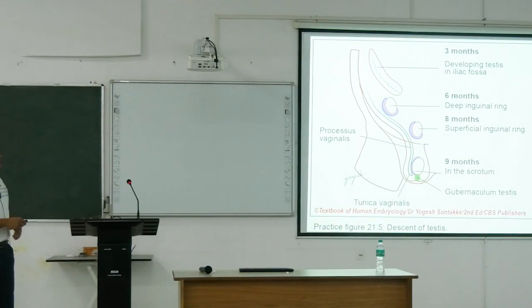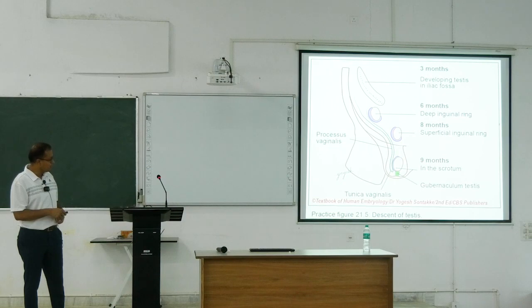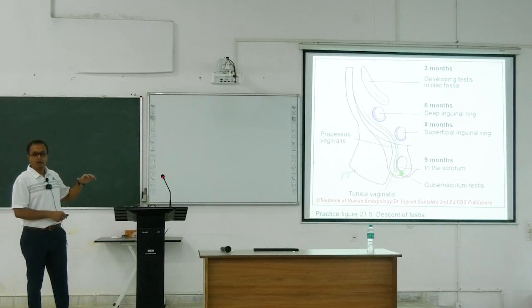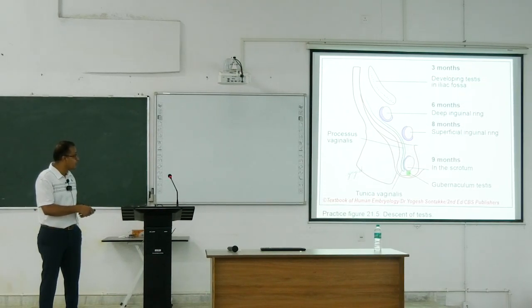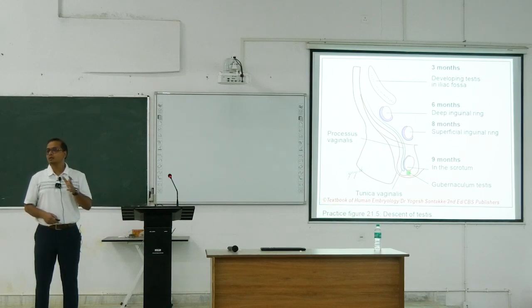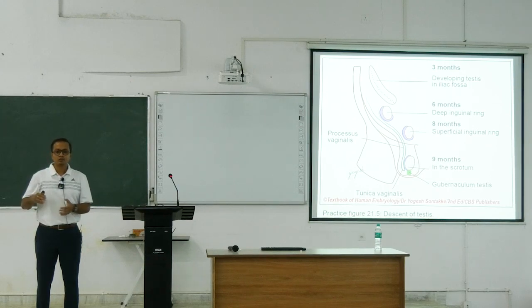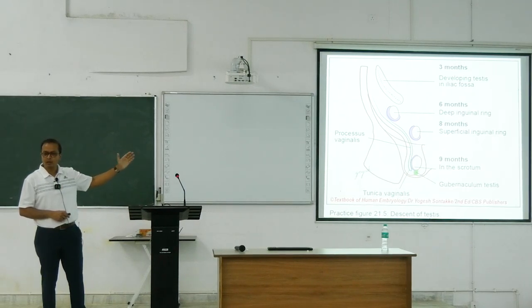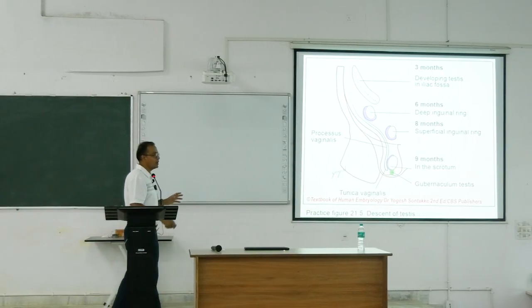So this descent through the normal passage, through the deep ring, inguinal canal, superficial ring, and then to the scrotal sac, should be completed by the 9th month, before we are born. If the descent of the testicles is arrested at any point along this normal track, we call them undescended testicles. That means the testes have descended but not completely. Depending on where the descent is arrested, we call them undescended testes at the inguinal canal, superficial ring, or deep ring, etc. So these are the normal things that can happen.